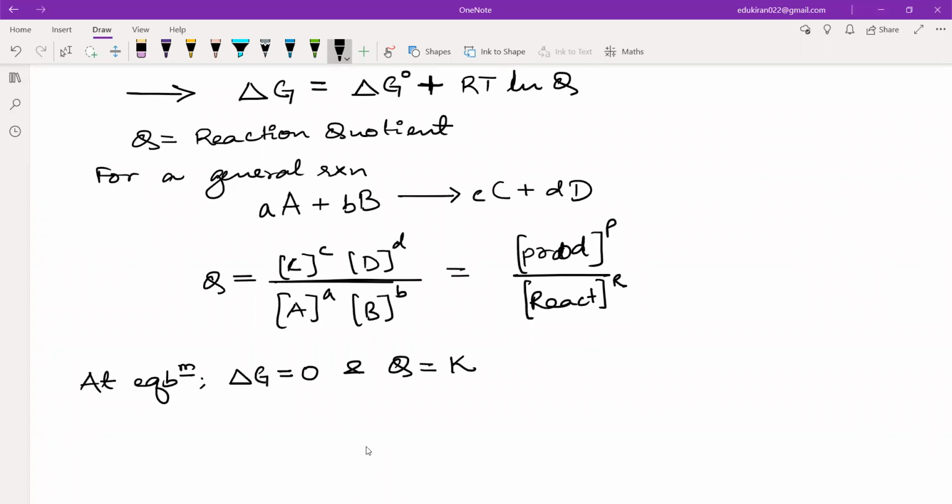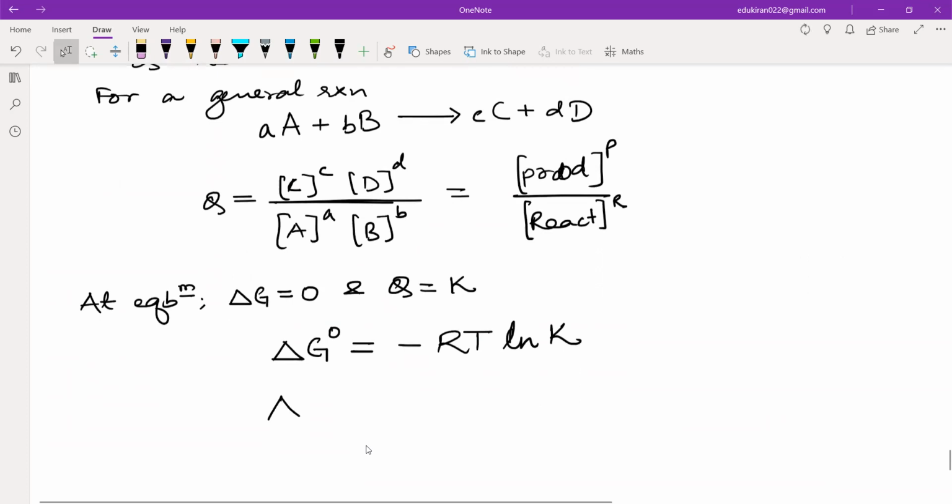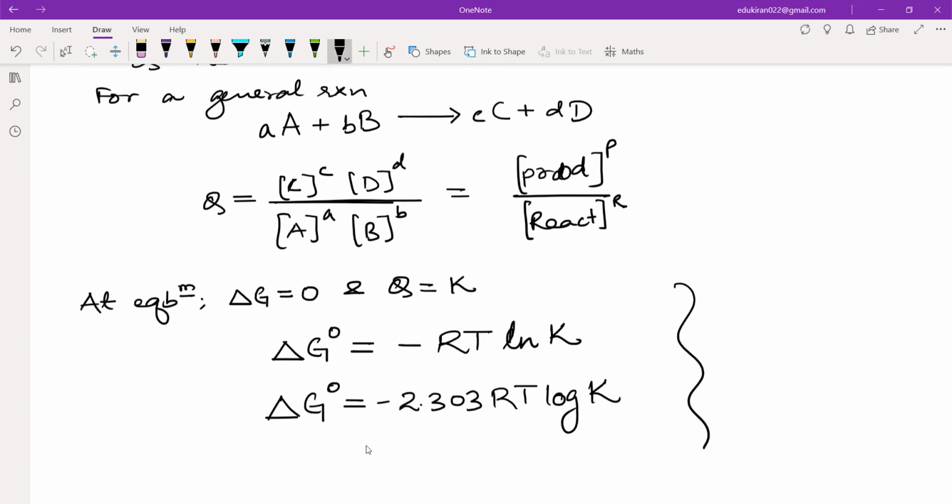So at equilibrium, delta G is equal to 0 and Q is equal to K, so we can write that delta G naught is equal to minus RT ln K. You can also write delta G naught equal to minus 2.303 RT log K. A side note: ln is log with a base e, and when I write log like this, it means log with a base of 10. Write this down. Let me know if you're done. Then we will move to the chapter equilibrium.